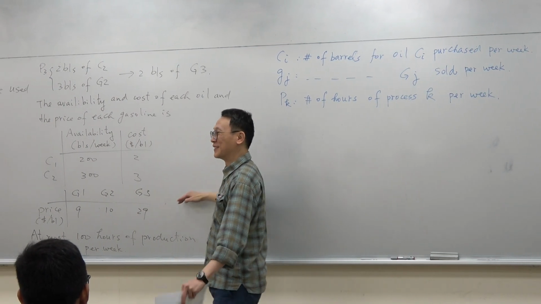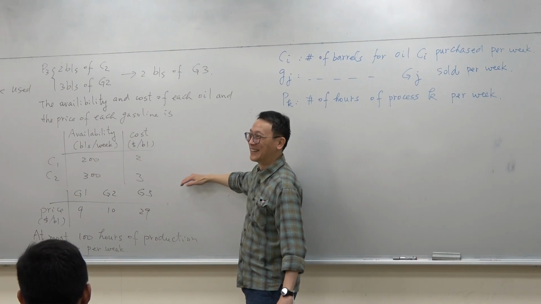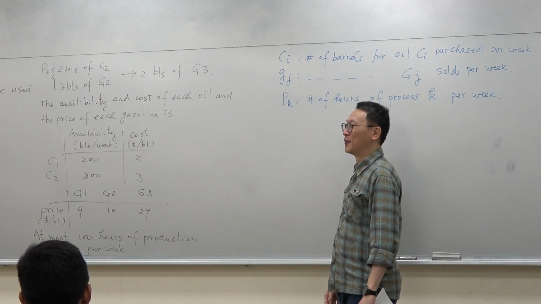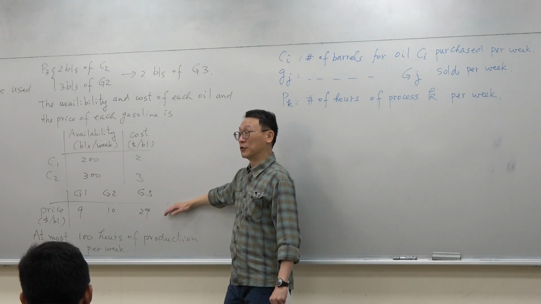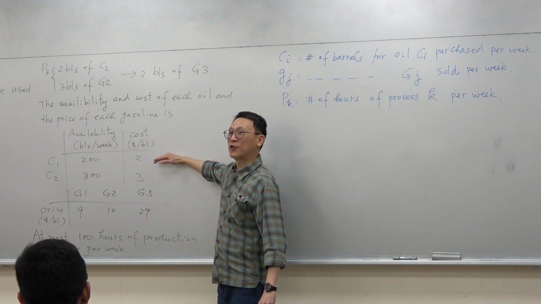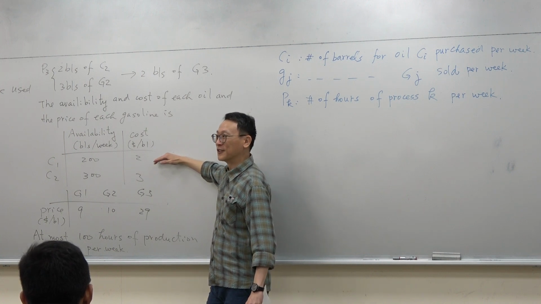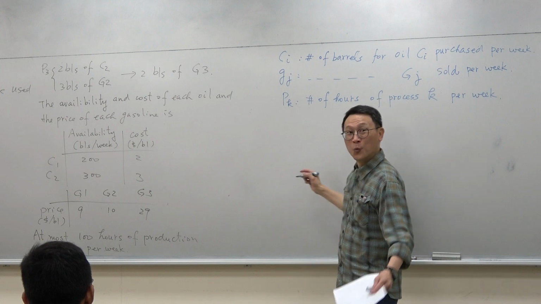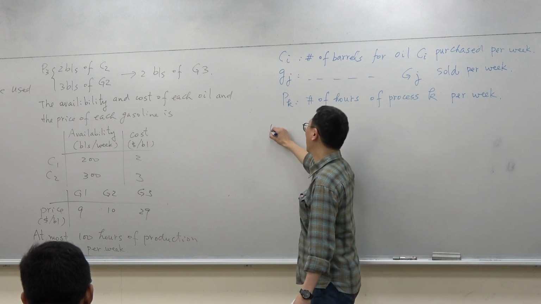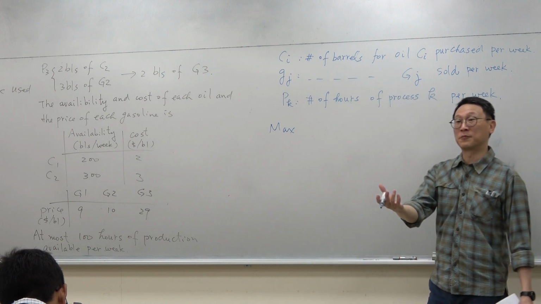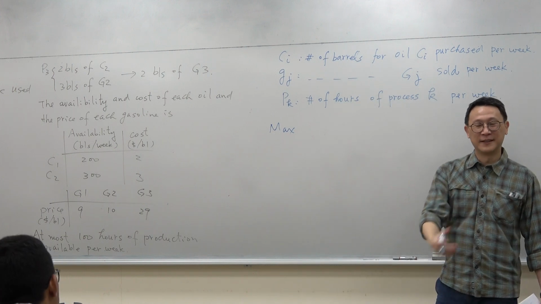How about the previous one? Now we have revenue when we sell the gasoline. That's our cost to purchase crude oil. So maximize, so we can say as a maximize revenue, like a previous maximize the profit.